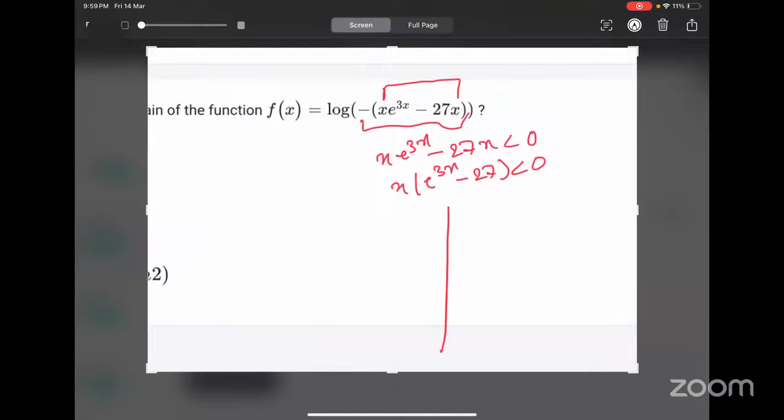That means, multiplication of two numbers is negative means we have two different cases, right? Whether one is negative and one is positive, and the second thing is we will flip them. That means we have two different possibilities. First, x is greater than 0 and e power 3x minus 27 is less than 0. And second, x is less than 0 and e power 3x minus 27 is greater than 0. These two are different possibilities for this equation, right?